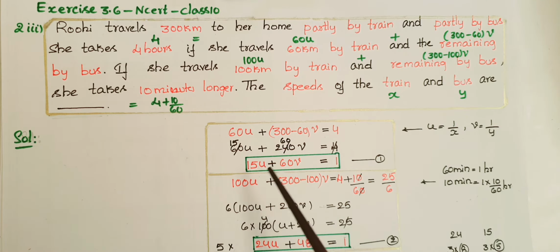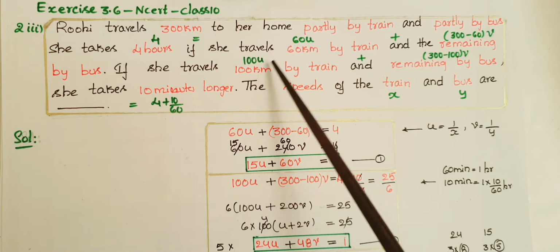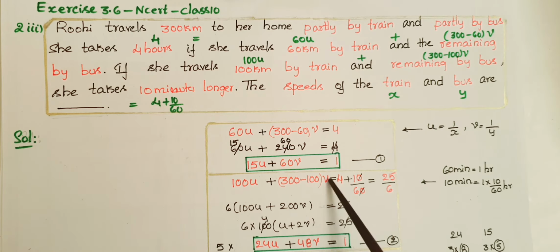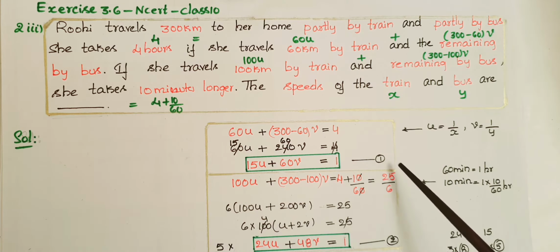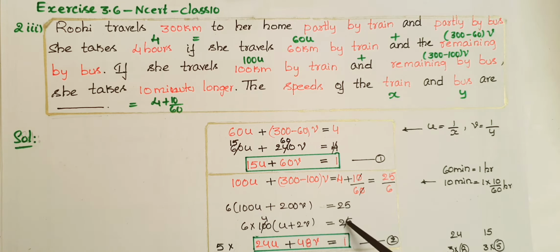The second equation is 100u plus 300 minus 100 into v is equal to 4 plus 10 by 60. So this is 1 by 6. So 6 4s are 24. 24 plus 1 is 25 by 6. This is in hours. So now 100u plus 200v, and if you cross multiply, then 6 into 100u plus 200v is equal to 25. Then you can take out 100 here. So 6 into 100 into u plus 2v is equal to 25.